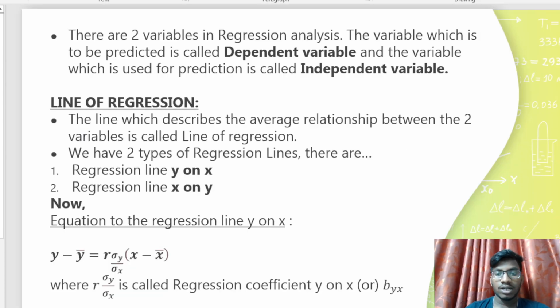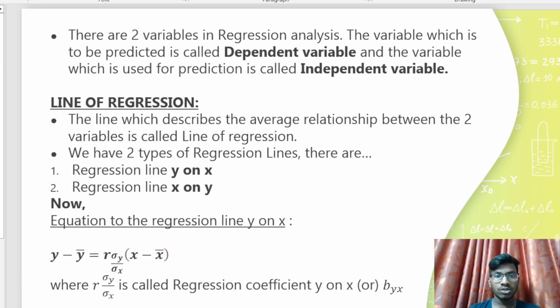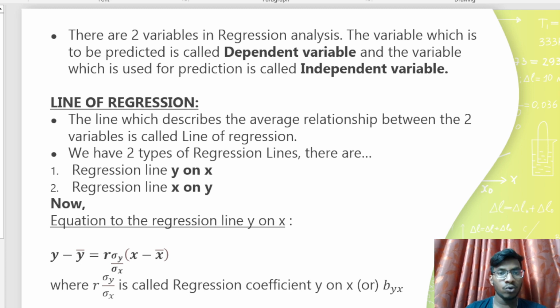Let us see the different variables in regression analysis. There are two variables. The variable which is to be predicted is known as the dependent variable, as regression analysis is mainly used for predicting values of an event. The variable which is used for prediction is known as the independent variable. So the dependent variable is the one to be predicted and the independent variable is used for prediction. These form the basics of regression analysis.